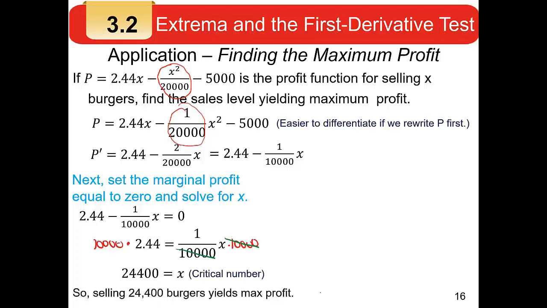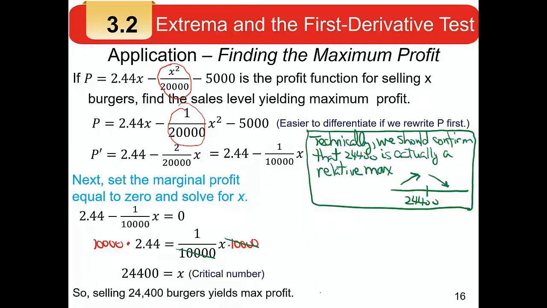Technically speaking, you should go through this test about checking on both sides of it. But since there's only one critical value and it's an application problem, it's almost a formality. You know, I suppose you could get a problem where someone was trying to trick you and say there isn't one. But in general, in an application problem with one critical value, it's going to be what you're looking for.